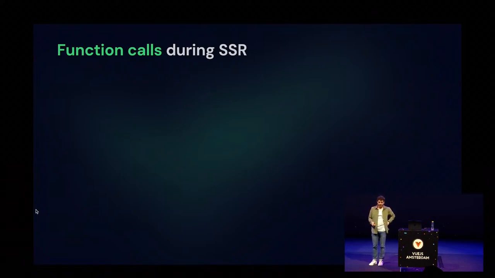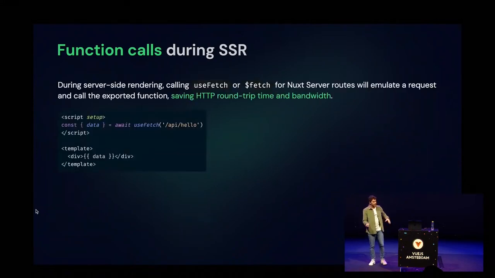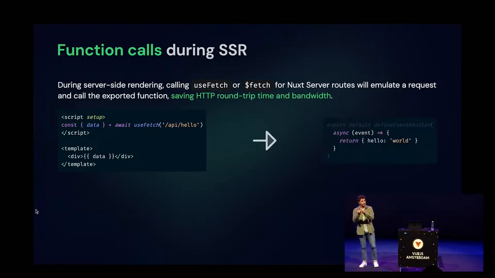So, during server-side rendering of your Vue page, if you call useFetch or $fetch for your Nuxt server route, we will emulate and call the exported function from your API route, saving the HTTP round trip. So it won't make a true request, it will emulate the event object and directly call the function.